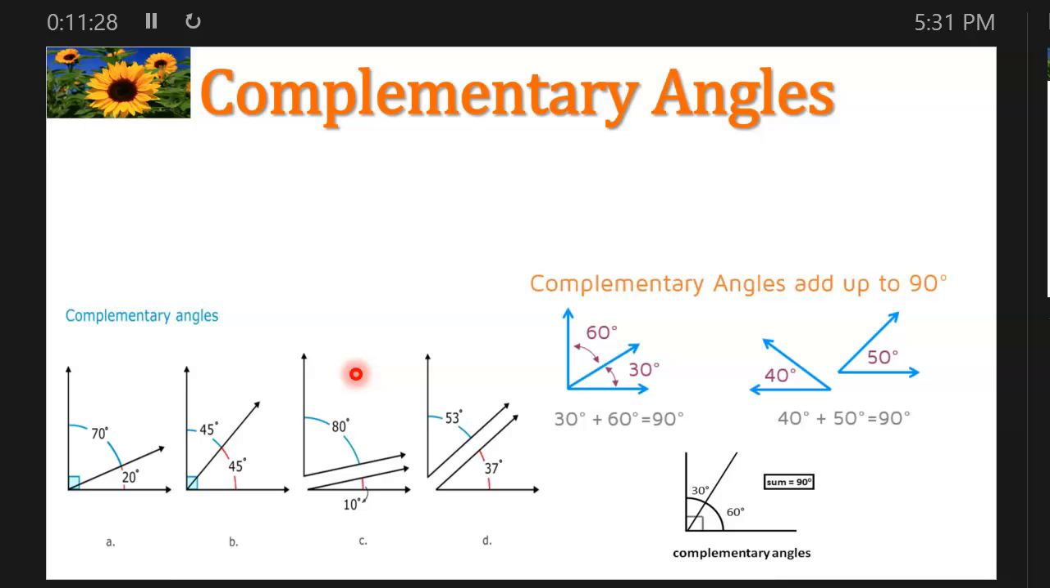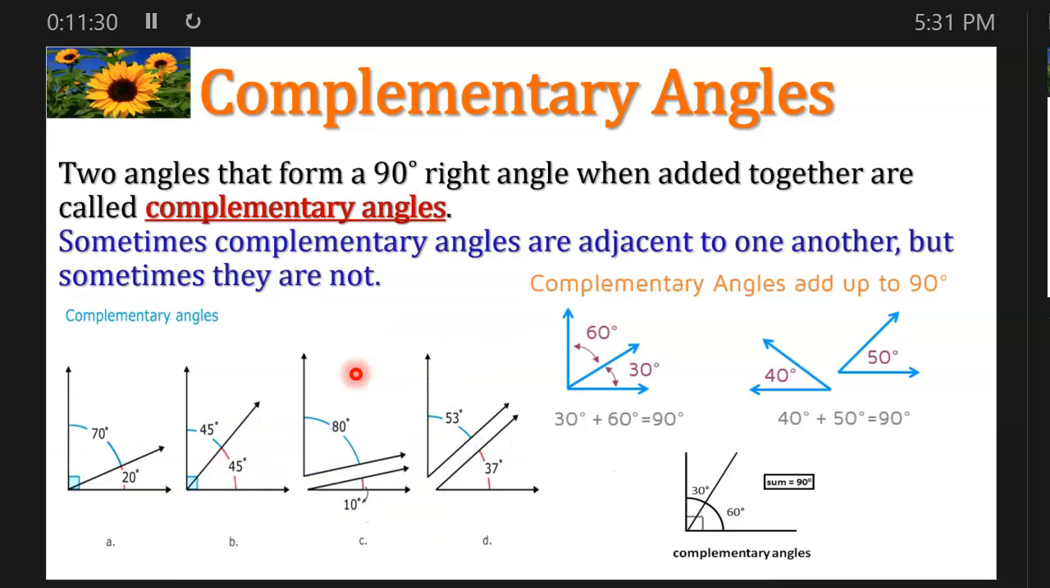Okay, complementary angles. Now, two angles that form a 90-degree right angle when added together are called complementary angles. Sometimes complementary angles are adjacent and sometimes they're not. So here we have two angles here. They form this right angle here. 70 plus 20 is going to be a 90. Okay.